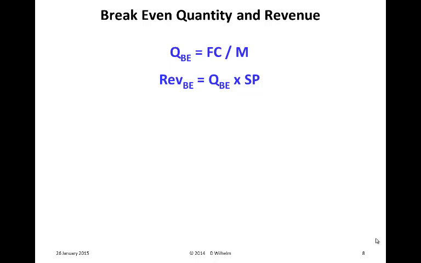Break-even revenue, simply multiply the break-even quantity by the selling price. A quick quiz. How does one calculate the break-even profit? By this time, you're probably saying, what a stupid question. By definition, break-even profit is zero. Hopefully you caught on to that one.